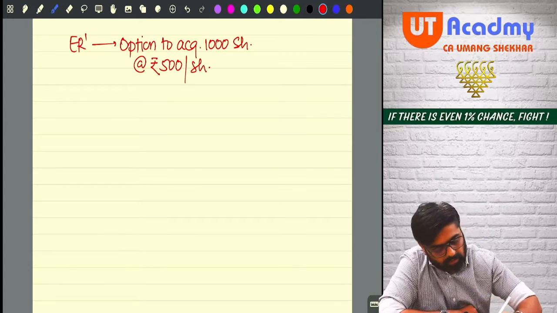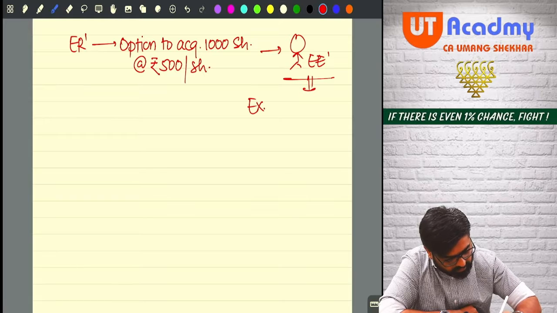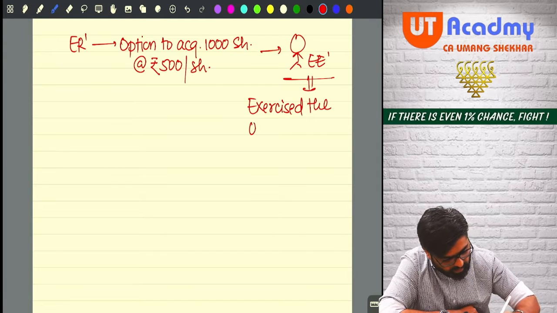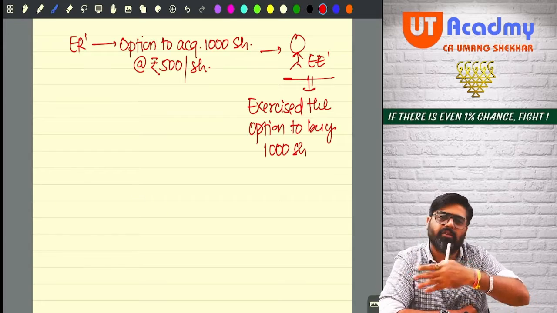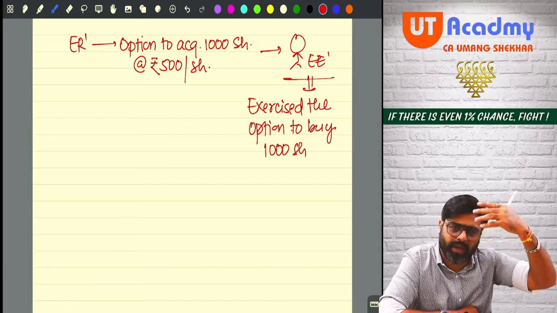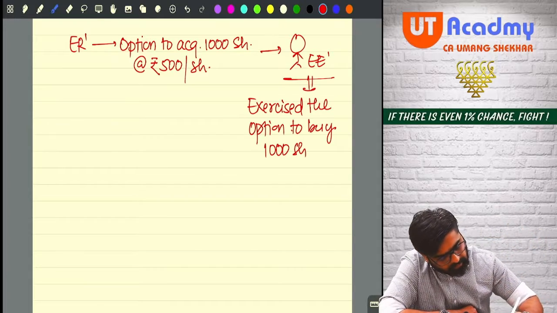Okay. Now this option was given to the employee, and the employee exercised the option to buy all 1000 shares. Let's say the option to buy 1000 shares was given. He is exercising the option to buy all the 1000 shares. Yes or no?